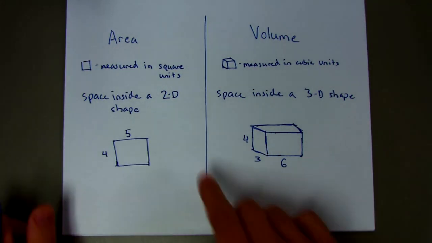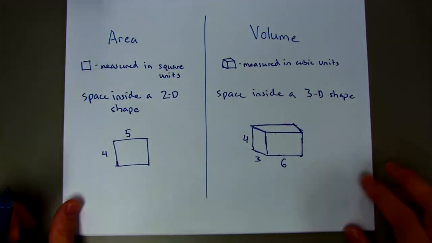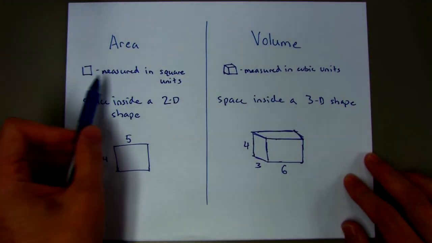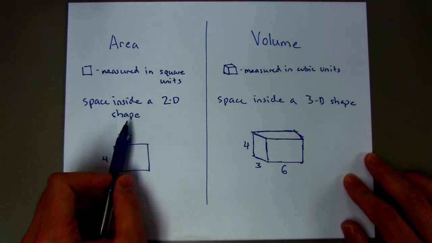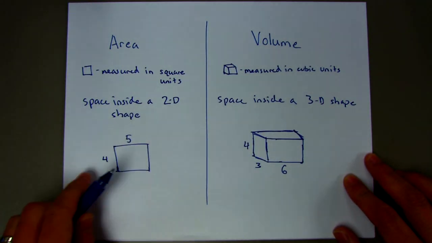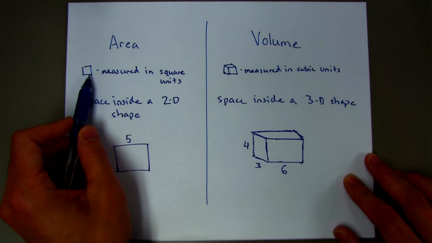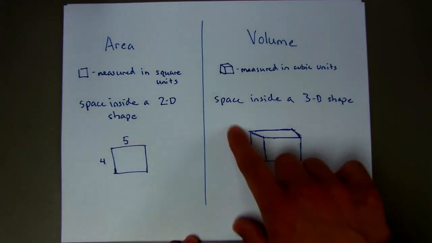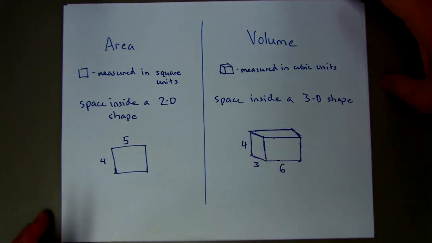Today we are going to be talking about volume, but let's back up and talk about area so we can see how area and volume are related. Area is the space inside a two-dimensional shape, like a rectangle or a square, something that is a flat shape, and it's measured in squares. Whereas volume is the space inside a 3D or three-dimensional shape.